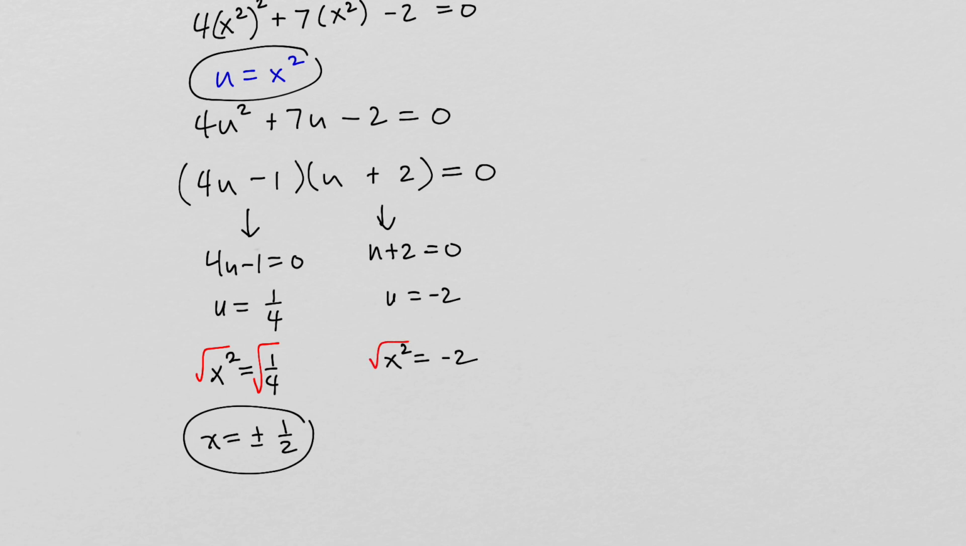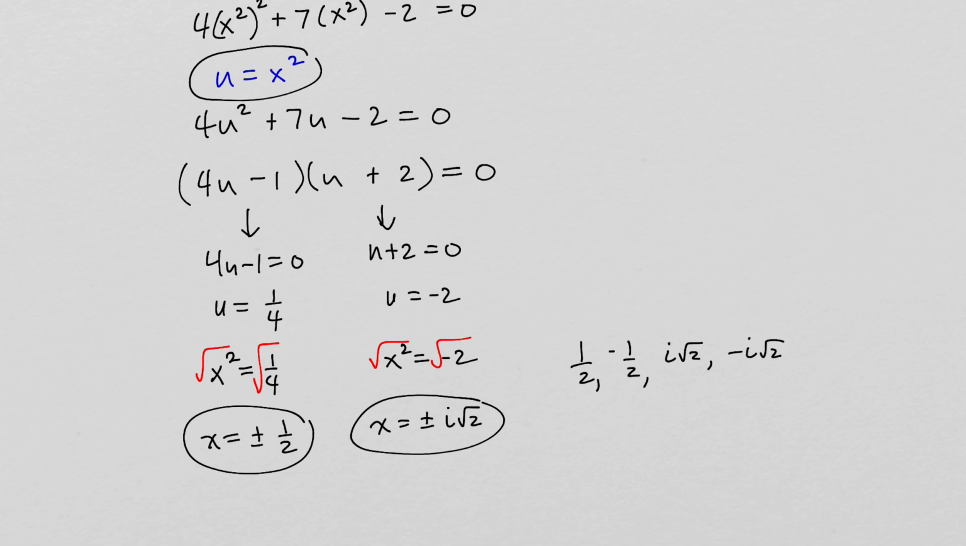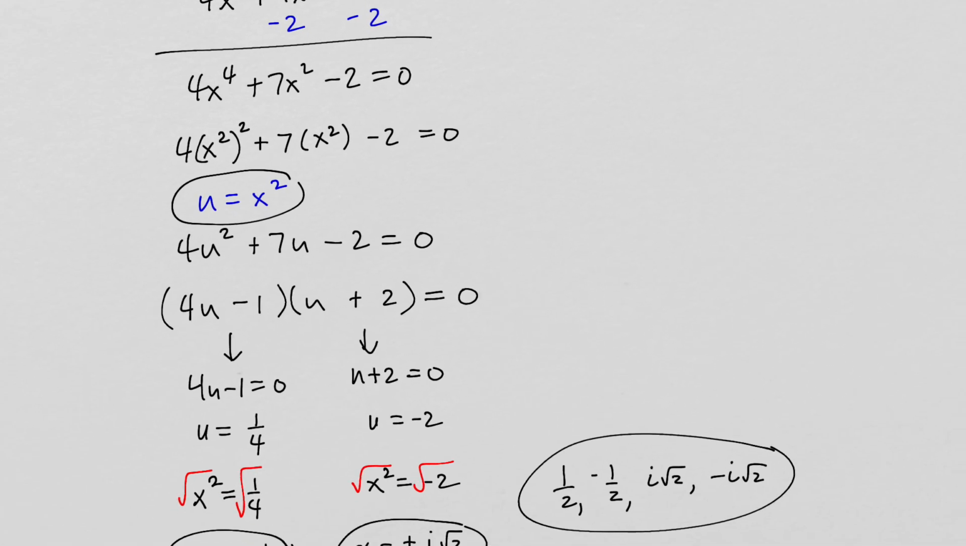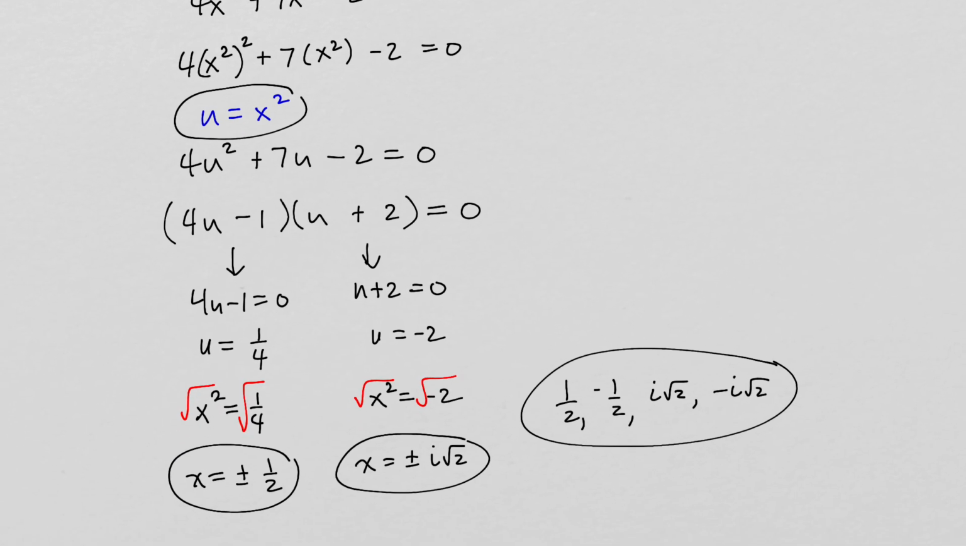And in the second equation, when we take the square root of both sides, we get x equals plus or minus, and then that becomes i radical 2. So there are 4 solutions here: 1/2, negative 1/2, i radical 2, and negative i radical 2. And so notice that we get 4 solutions when we have a 4th degree equation. And in general, that's not a coincidence.